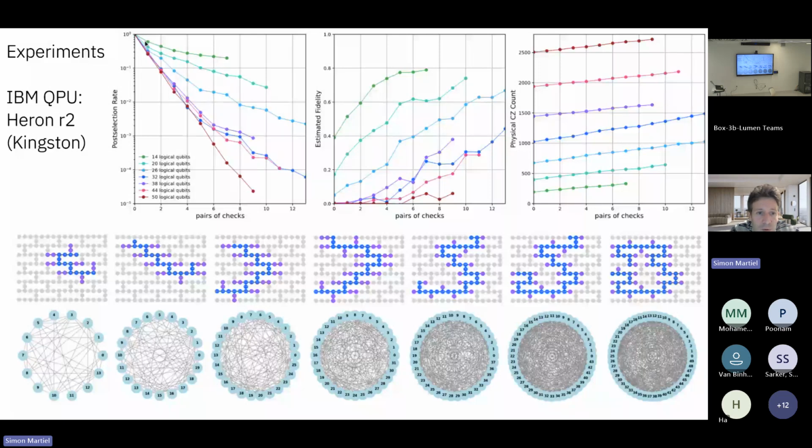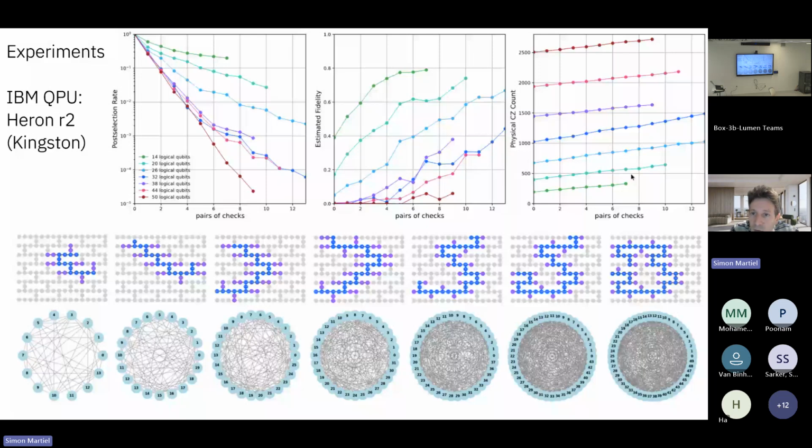And so you can see that the post-selection rate, as expected, decreases exponentially fast with the number of checks we add, and also with the number of qubits we have in the original payload. But we can see that we can get quite significant fidelity boosts using this technique.